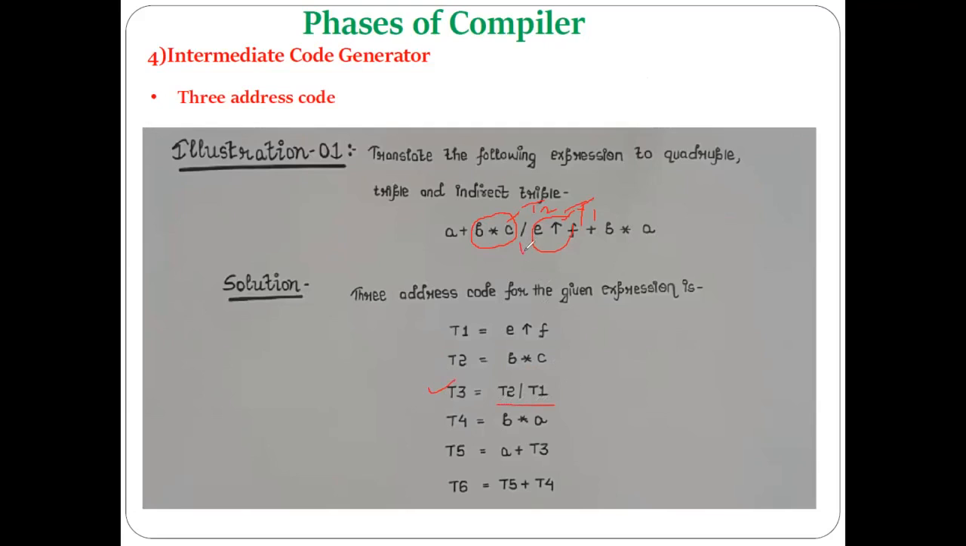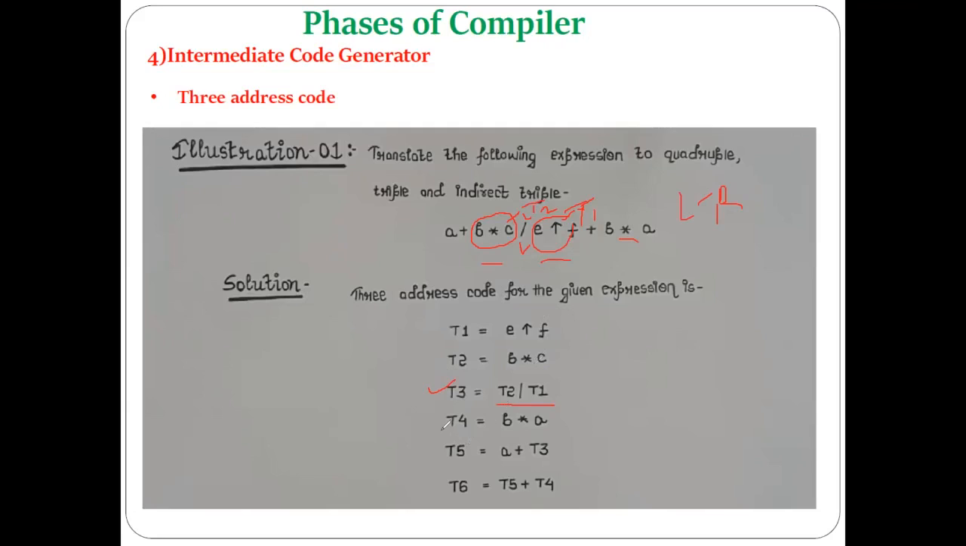Now the division operator is there along with multiplication. Division and multiplication have the same precedence, so here also you have to follow left to right associativity. First preference will be given to this division. That is the reason we write t2 divided by t1, meaning b into c divided by e raised to f, because t2 contains b into c and t1 contains e raised to f.